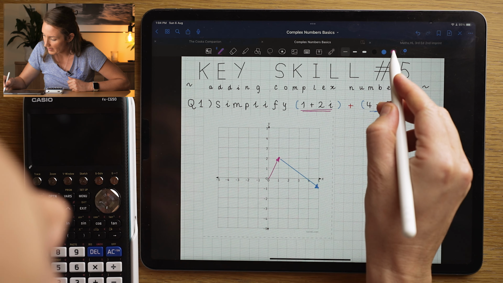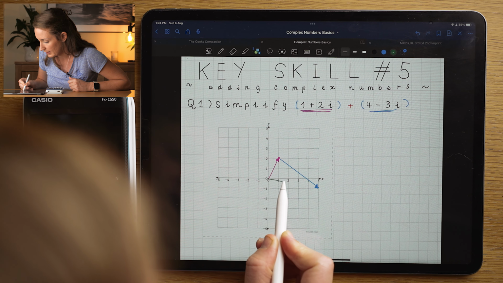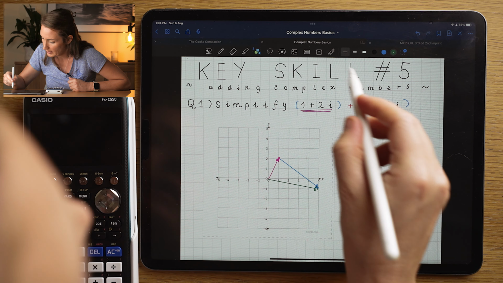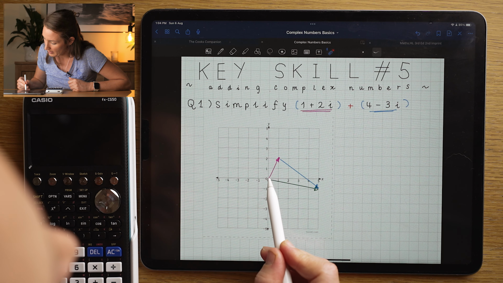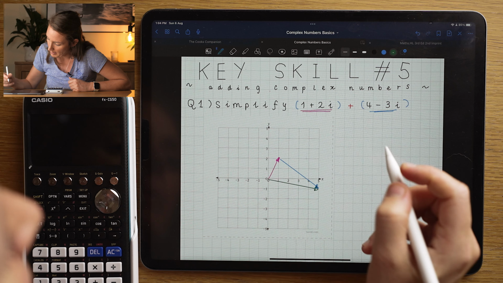But by the rules of vectors, I can imagine that I can go straight from the origin, like here, to here. So the answer from that would be, on the real part, 5, and on the imaginary part, minus 1.